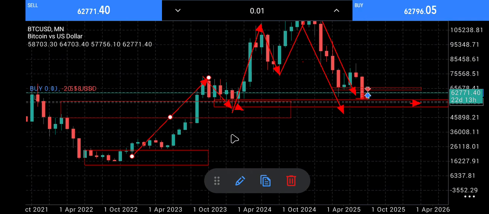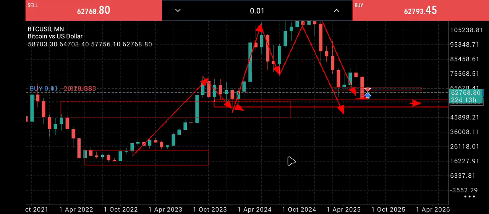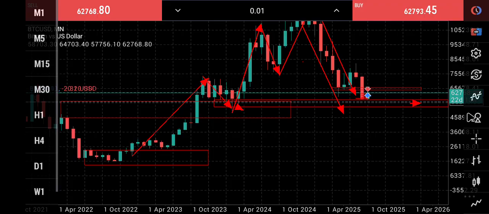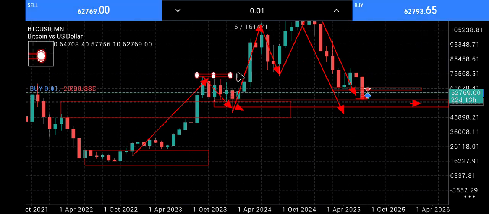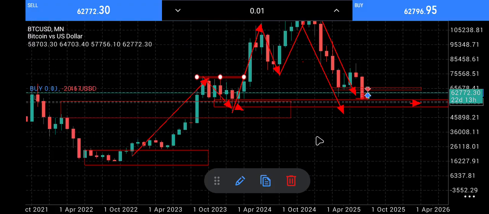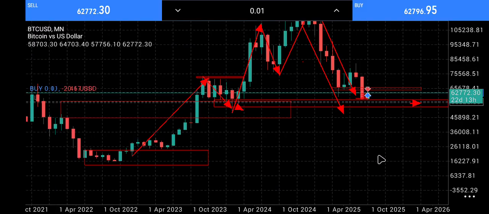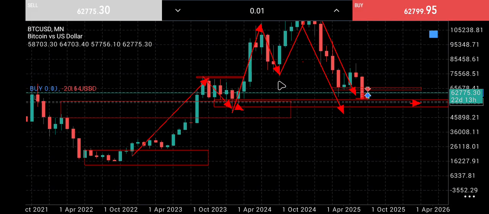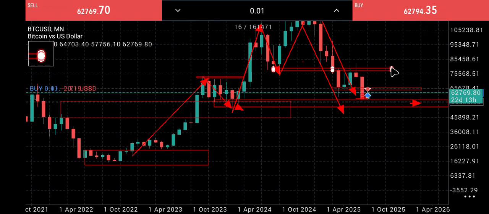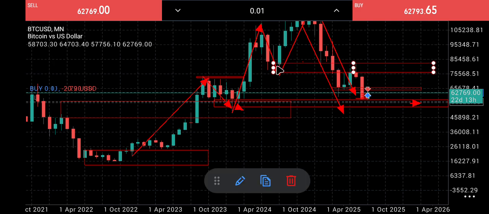So this is my major swing high, and that is my resistance area. Where is my support area now? My support area is here. This support area was broken.